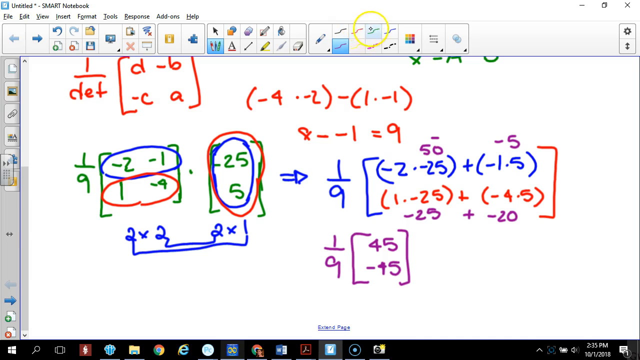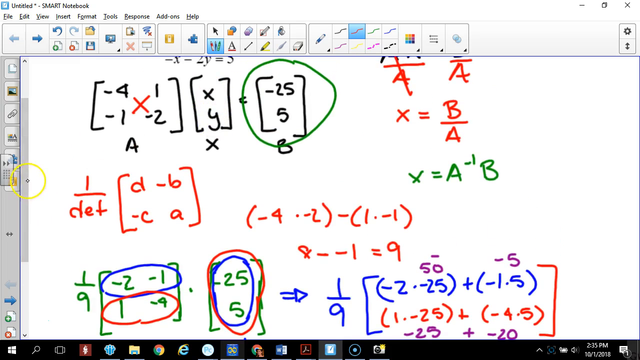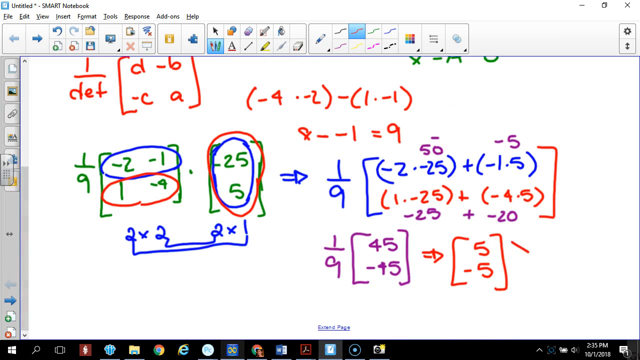So now what I'm going to do is distribute that 1/9 to the 45 and the -45. So now I have 45 divided by 9, which is 5, and -45 divided by 9, which is -5. So since my variables right here were x and y, and they were in that order, x is this one, y is this one. So now you have your answer.